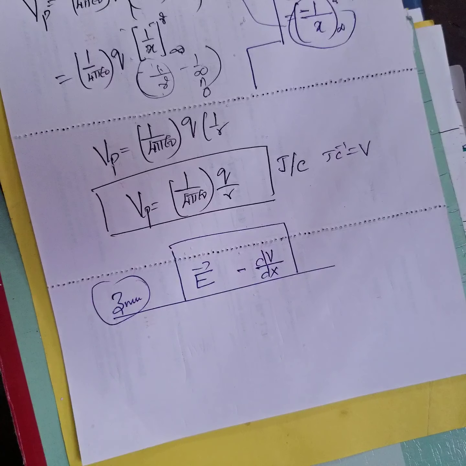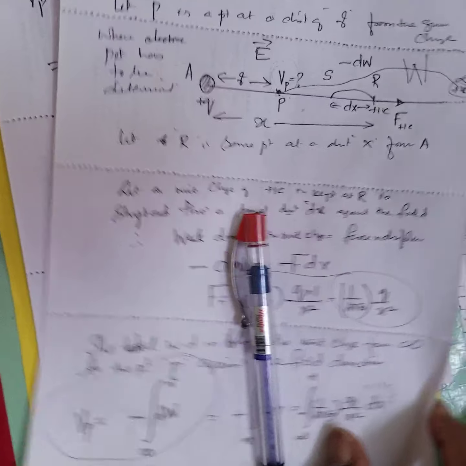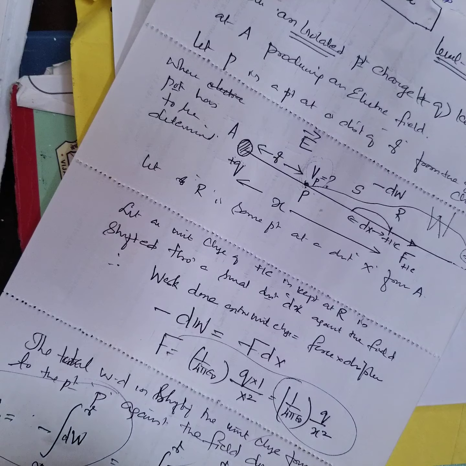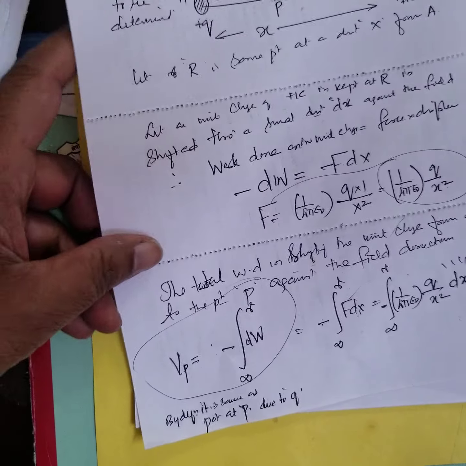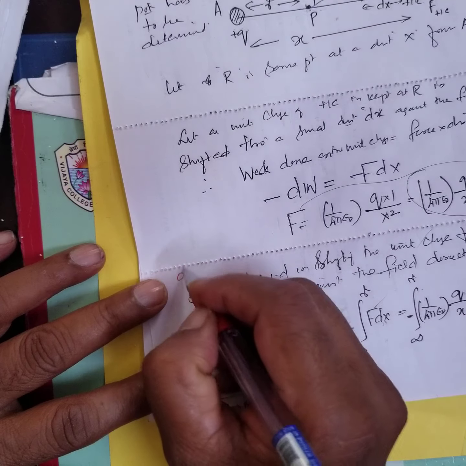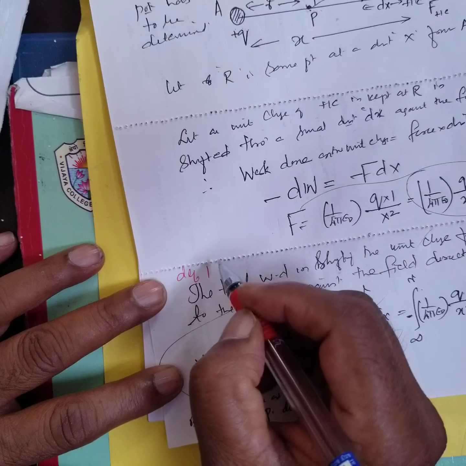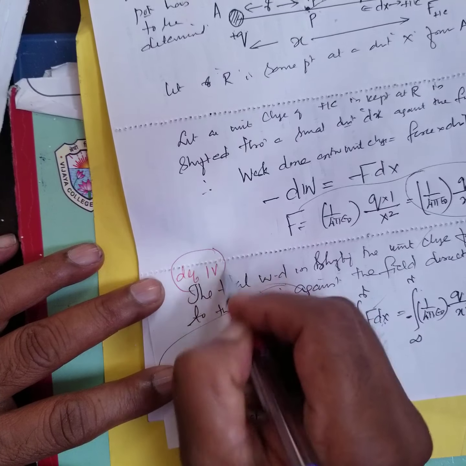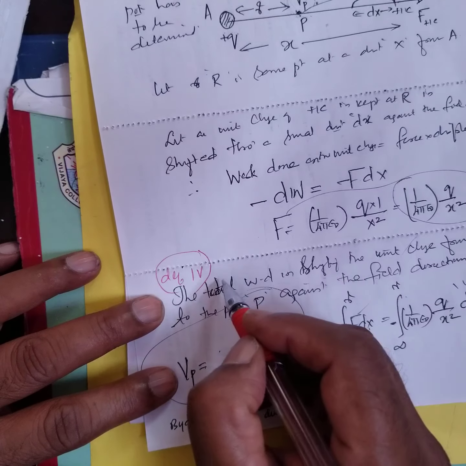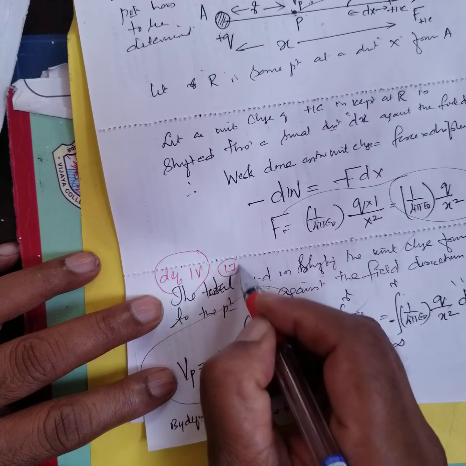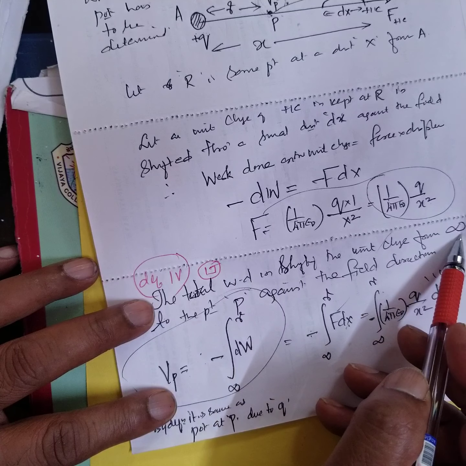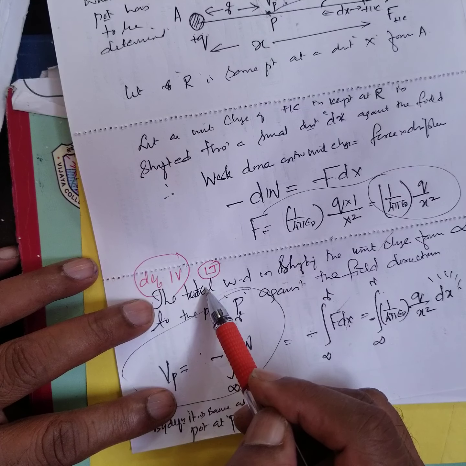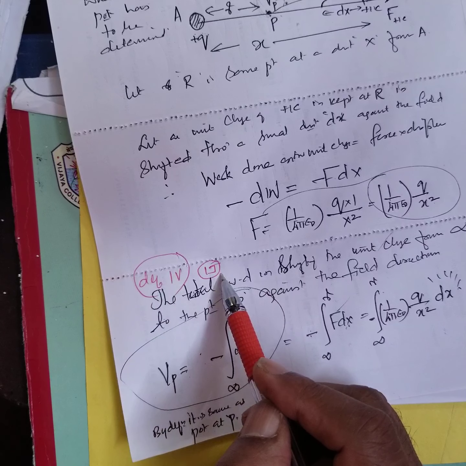Here, what you have to remember now, they may ask you for 1 mark, the definition of potential. What is potential difference? Define, what is that? 1 volt, if they ask. How to define 1 volt? If 1 joule of work is spent in bringing a unit positive charge from infinity to that point, then the potential at that point is said to be 1 volt.